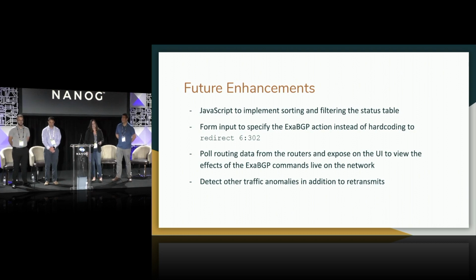Obviously, we would want the ability to customize what our exabgp actions are, so you could have more advanced forms than just clicking a button. We could get confirmation that those commands actually resulted in router changes by setting up either polling via CLI, via gNMI if it's available. That kind of functionality could exist to just show the success of the commands. And obviously, it would be good to detect traffic anomalies other than retransmits.